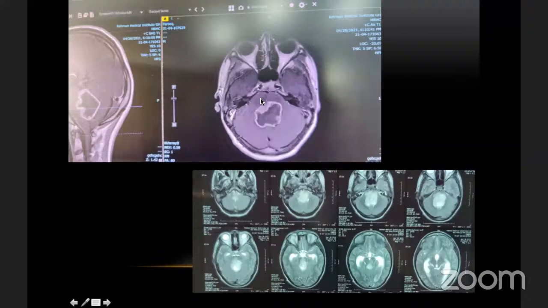If you notice, on the T1 contrast and on the T2 axial image, you will find that there's some hypointensity and edema involving the brainstem. So this tumor is invading the brainstem. So there is hydrocephalus, it is invading the brainstem, and it is filling the cavity and going to the lateral recesses. So what are the differentials in this case?